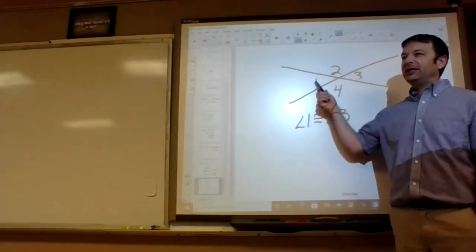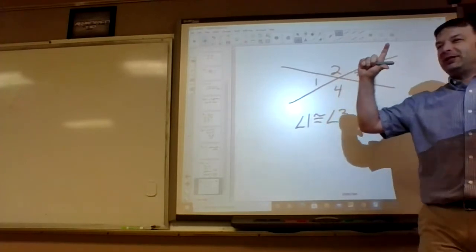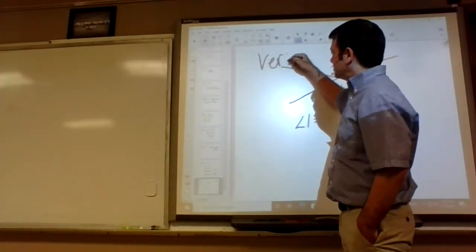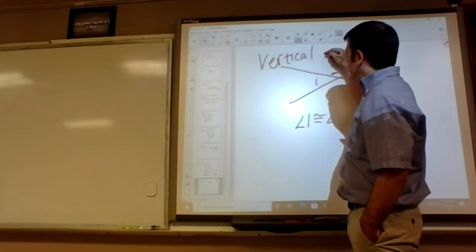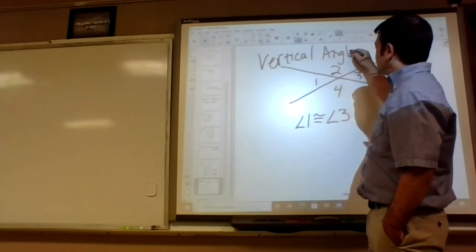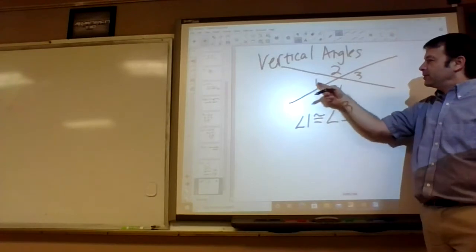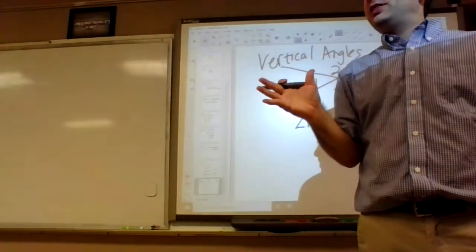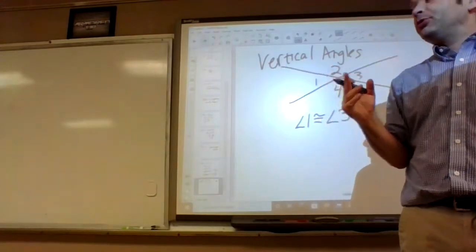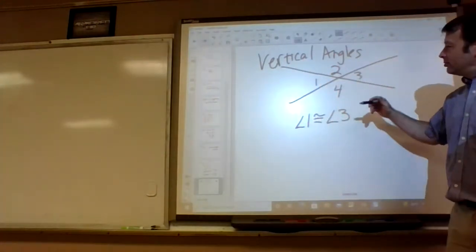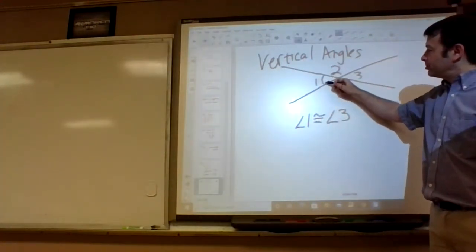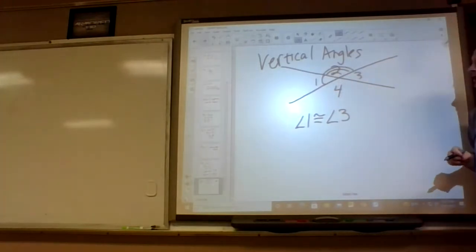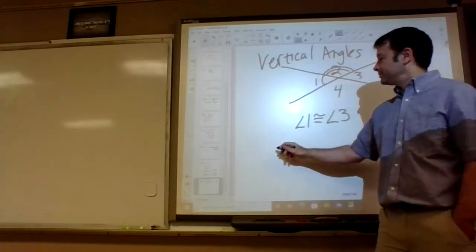So when two lines intersect, those angles opposite each other are called vertical angles. That is a definition. 2 and 4 are vertical angles, 1 and 3 are vertical angles. We think they're the same. Let's see if we can prove that they're the same. What do I know about angle 1 and angle 2? They have to add up to 180, right?